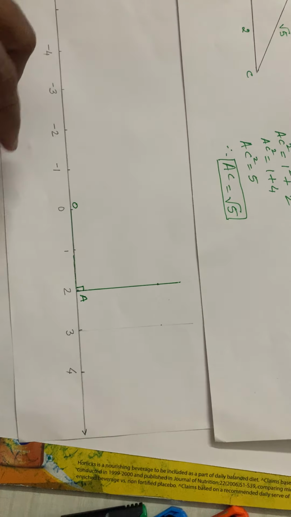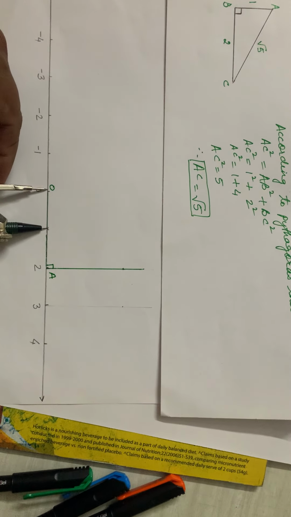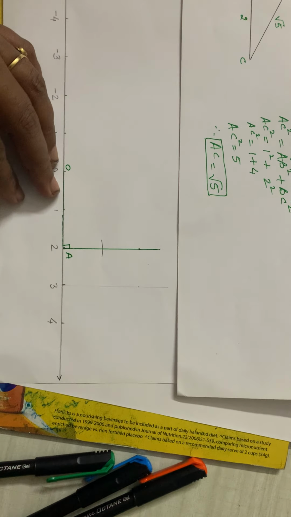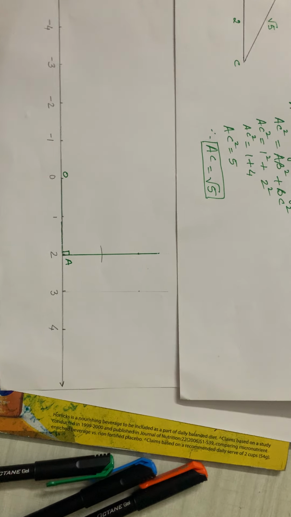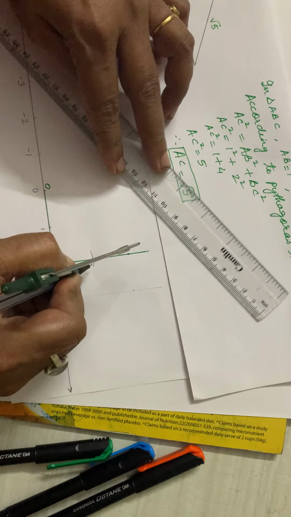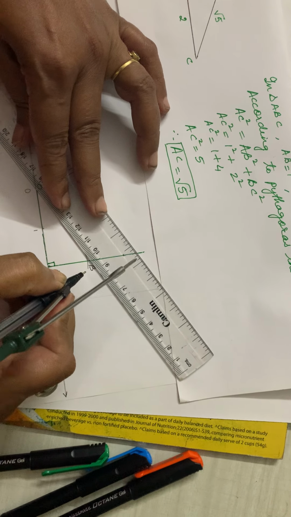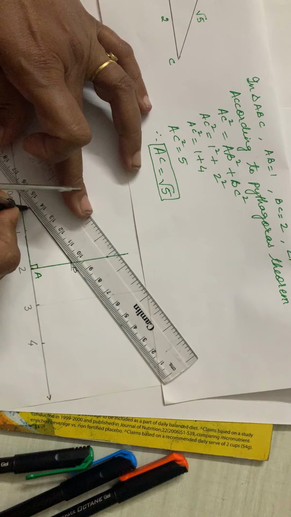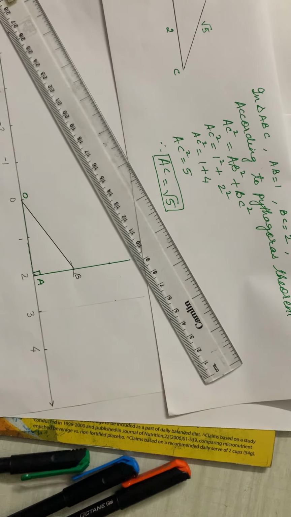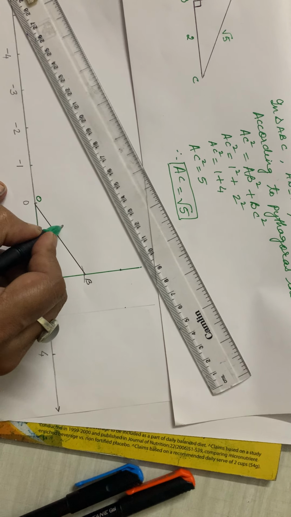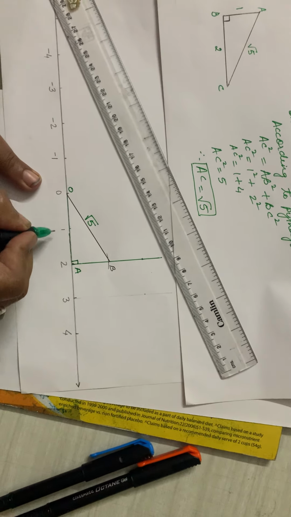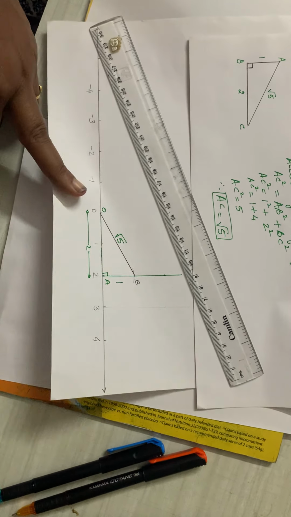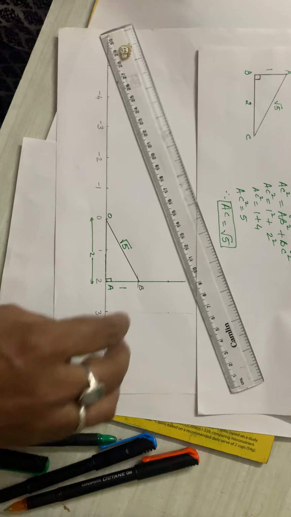Then the second side that I need is 1 unit. So I will measure 1 unit and from the point A, I will mark 1 unit. Then I will join. Mark this point as B. Join this OB. So I get this right angle triangle and the length of OB will be root of 5. This is 2 units. This is 1 unit and therefore the hypotenuse will be root of 5.